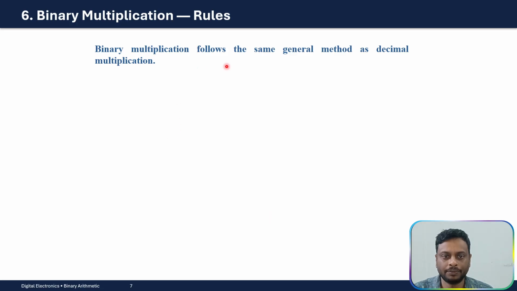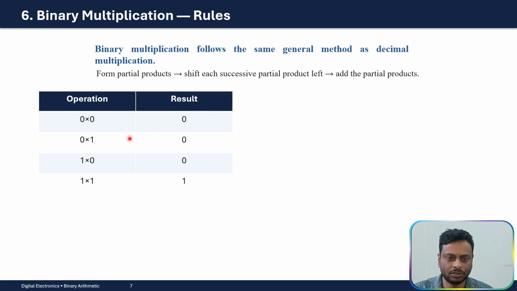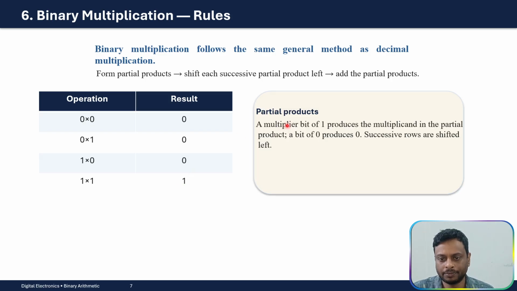Now we have binary multiplication. This is the same way we do decimal multiplication. Okay. The process is the same. Form the partial products, then shift each partial product to the left, then add the partial products. This is the rule for multiplication. So we know that if 0 is multiplied with 0, the result is 0. Okay. Only 1 multiplied by 1, the result is 1. Okay. So in the partial product, a multiplier bit of 1 produces the multiplicand. A bit of 0 produces 0. Successive rows are shifted towards the left.